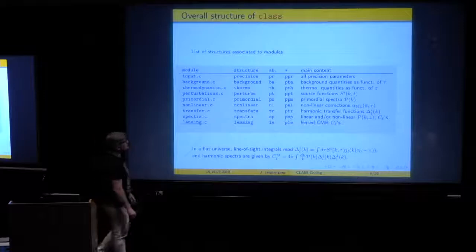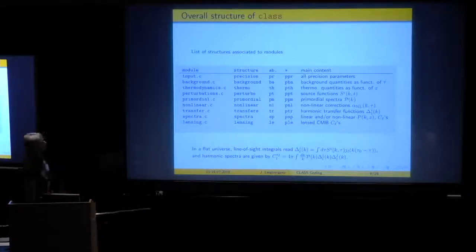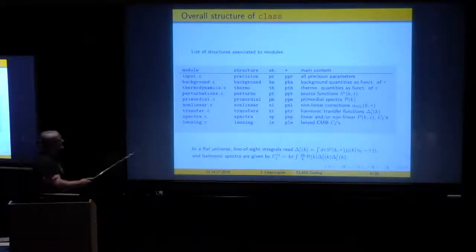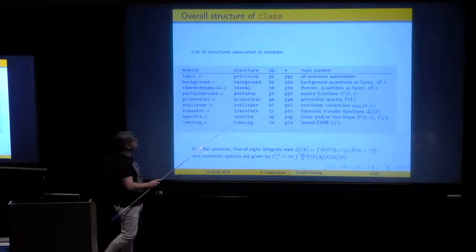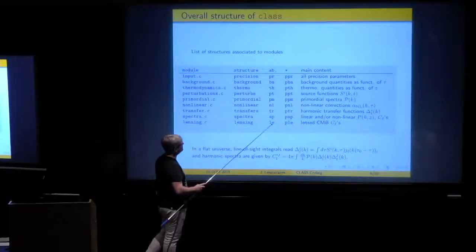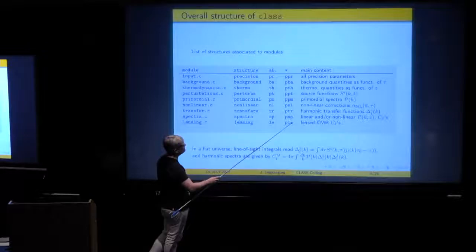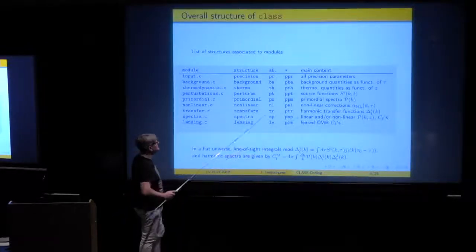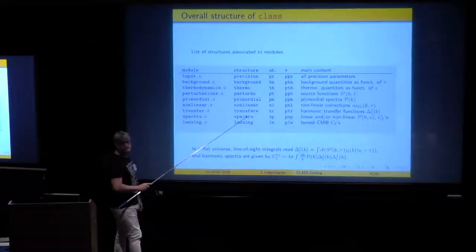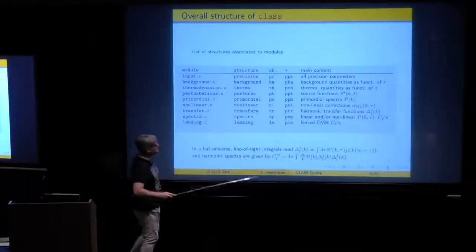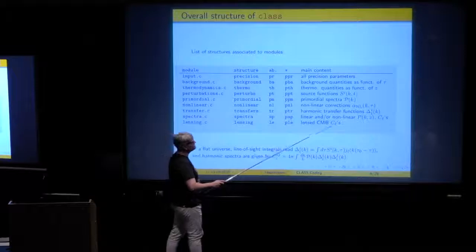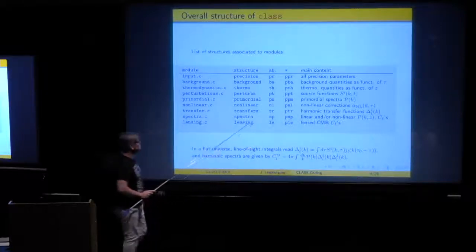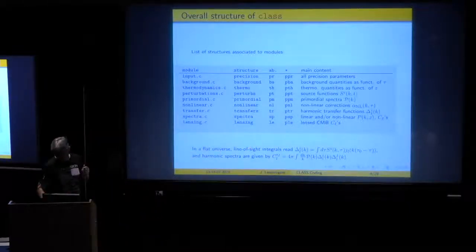After that, there is only one remaining task: to compute the lensed CLs. The lensing.c module is doing this, working with the structure lensing, abbreviated LE, pointer PLE. It will read the unlensed CL from this module and the lensing CL spectrum from this module, and it will do operations in order to infer from them the lensed CLs, and they will be stored in the lensing structure.